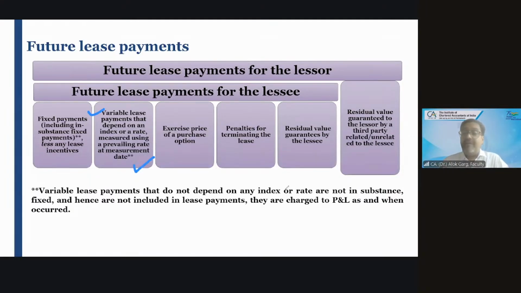Whether that variable rent, which depends on the production, the sales, the turnover, has to be taken into consideration in the calculation of lease payment. The answer is no. Standard says that you need to take only those variable lease payments into consideration which are dependent on an index or a rate.